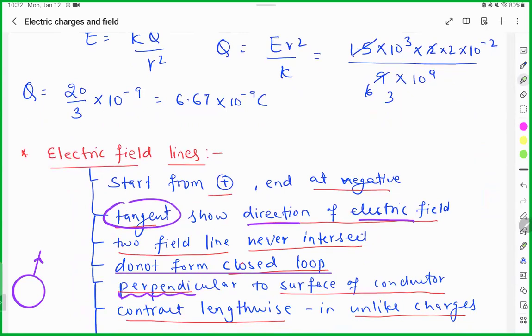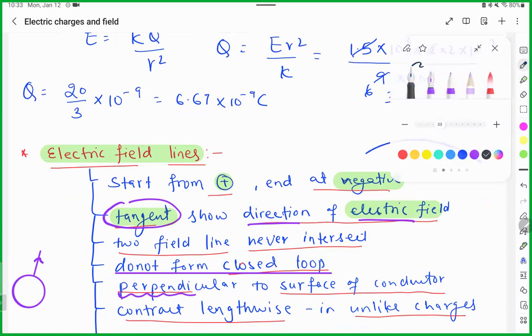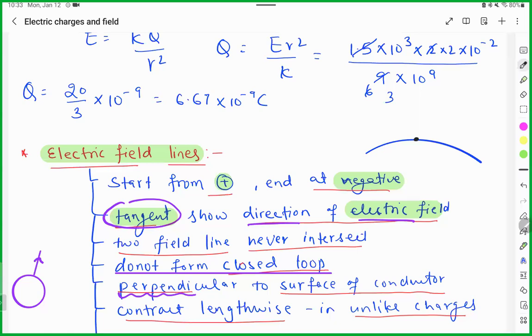So come to the electric field lines. They always start from the positive and end at the negative. Electric field line makes a tangent, and the tangent shows the direction of the electric field. What does it mean? For example, if the electric field line is like this, then if you draw a tangent at this point like this, this tangent will give you the direction of the electric field, how the electric field is moving.